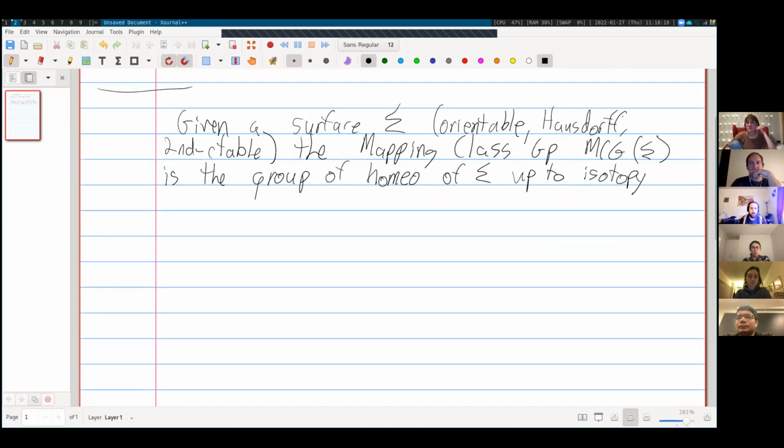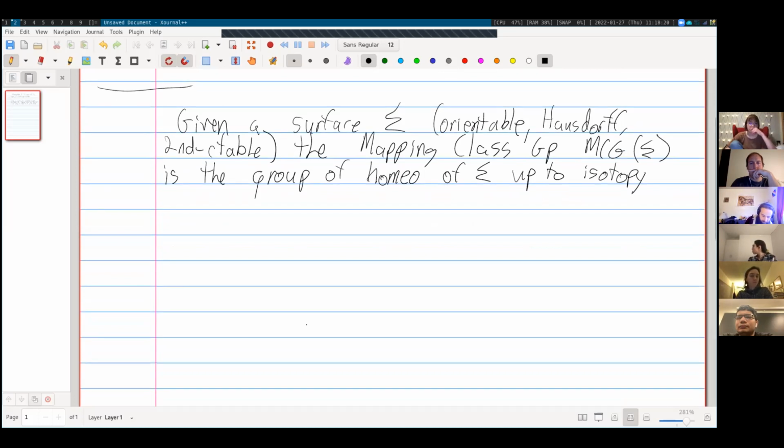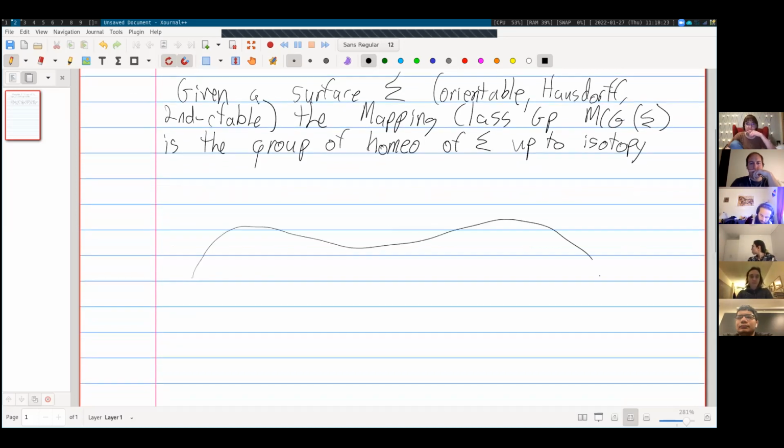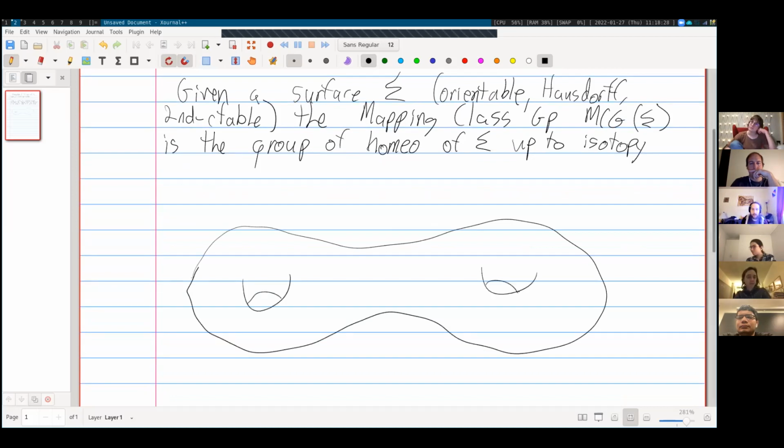Okay, so imagine maybe your prototypical surface is this genus 2 guy. The homeomorphisms that we're considering to be basically the identity are, for example, if you take a little disk and swirl it around in here, do some isotopy of this, you can always spin that back and we'll say that's the same as the identity.